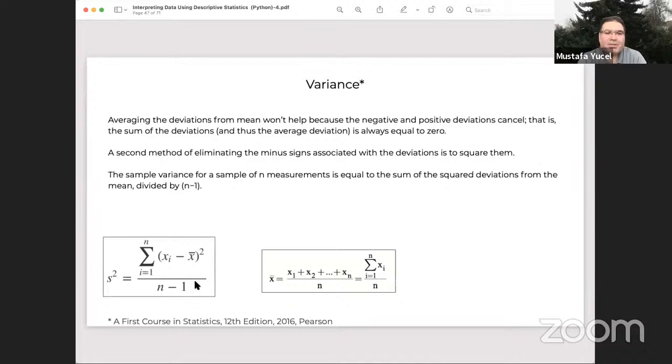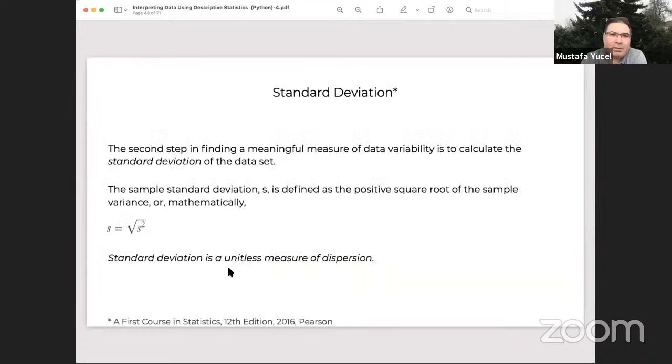Don't worry about this illustration. It's a kind of calculation. You know this when you calculate the average. The square is just to get rid of negative values. Here, we will talk more about this. Standard deviation is produced from the variance.